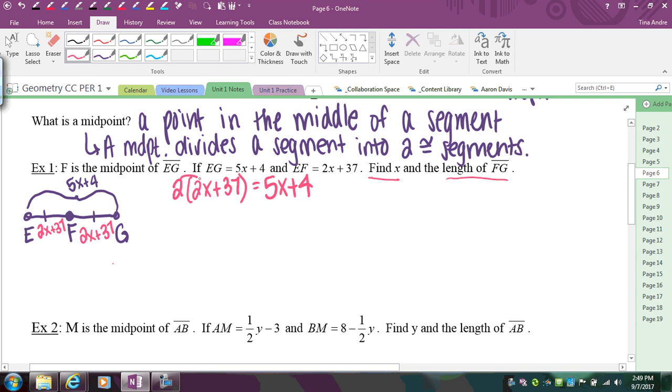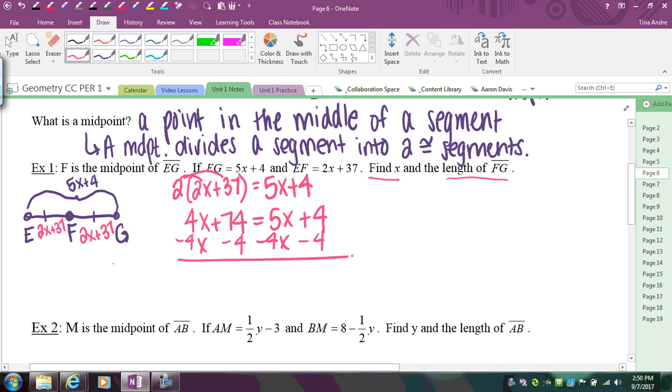Either way, you will get the same answer. So we distribute this, and we have 4x plus 74 equals 5x plus 4. Subtract the 4x from both sides, and then subtract the 4. So those are gone, and we have 70 equals x. So there's the first part, finding x.